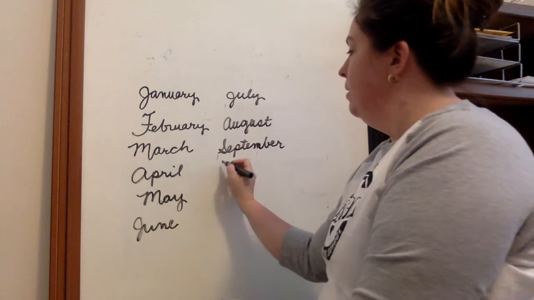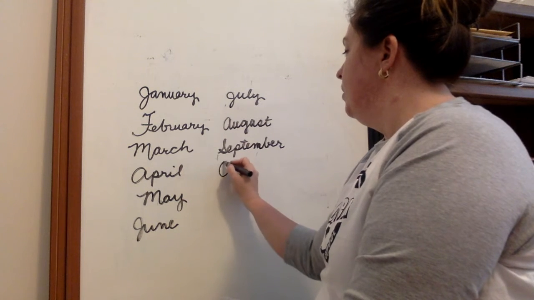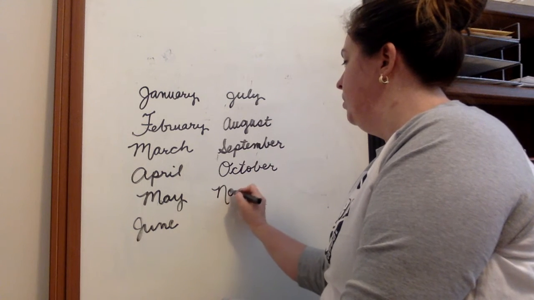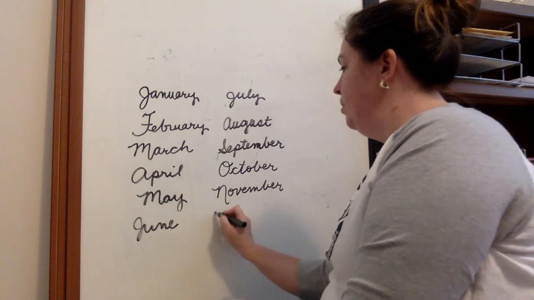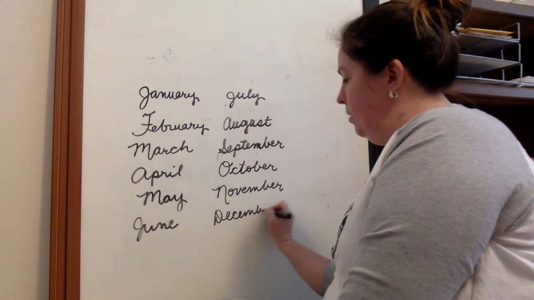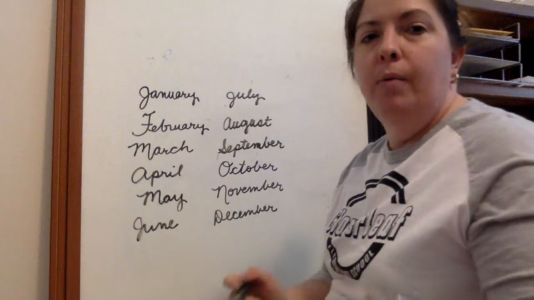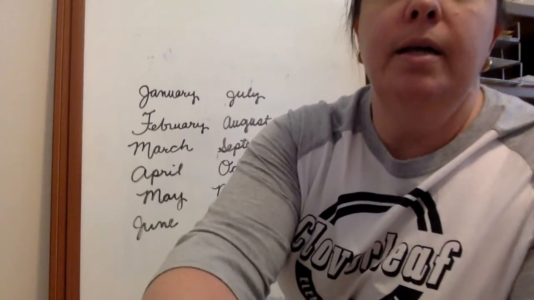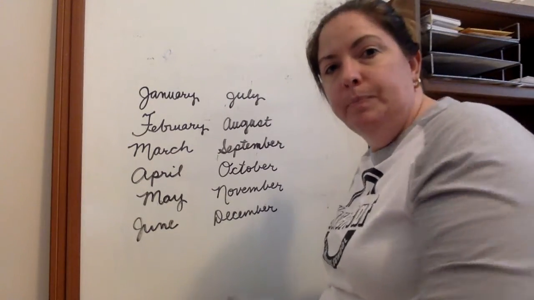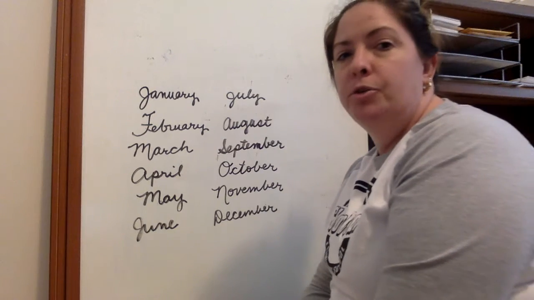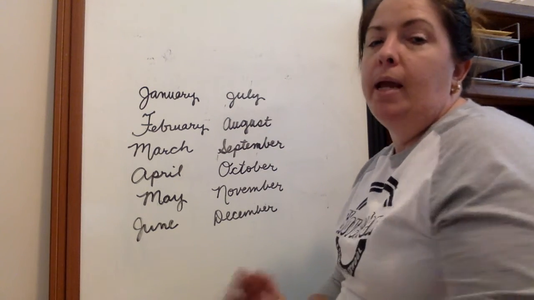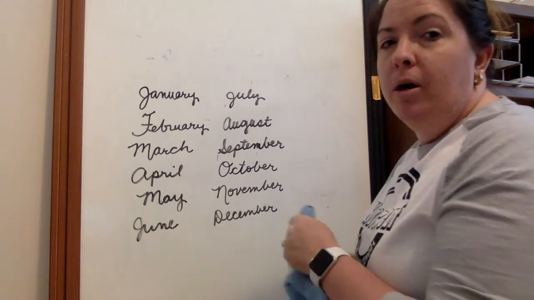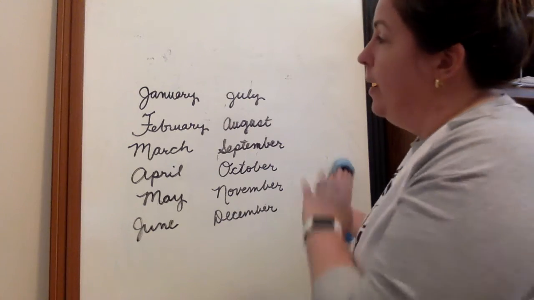September. Ooh, that got messy. August, September, October, December. All right, I want you to pay attention because, and notice, I very rarely picked up my marker, right? That's a key to cursive writing. And there's a ton of YouTube videos on cursive writing, but I did not pick up my marker often, only in certain letters when I capitalized, okay?